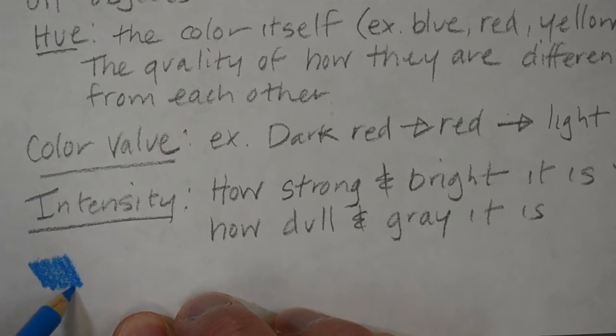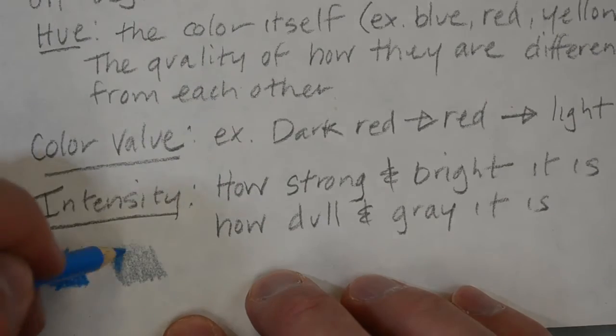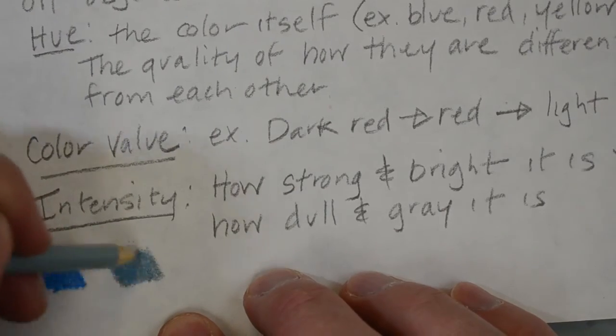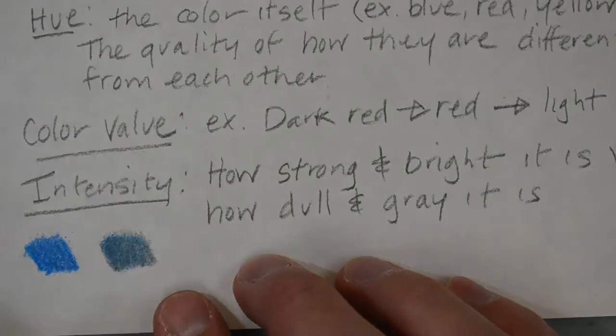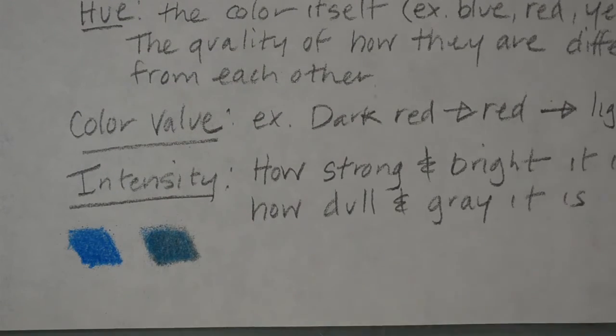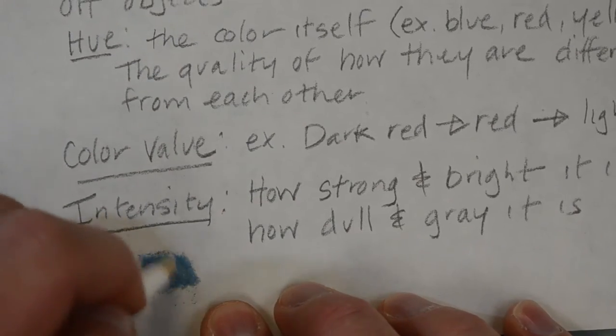As an example of this, I'm first coloring a pretty bright blue. Next, I'm coloring gray and then coloring that same blue over it. By mixing the gray with the blue, I am lowering the intensity of that blue. It's still considered blue, but it's less intense.